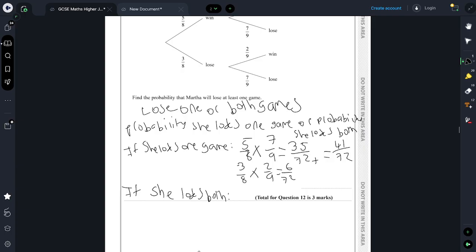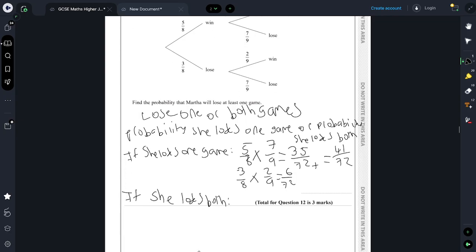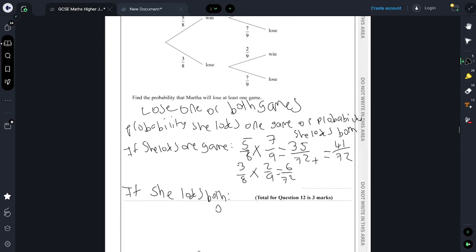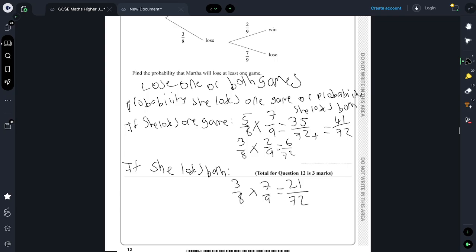Well, simply if she loses both, that's going to be lose and lose. So it's going to be 3/8 for losing the first one, and then the second one, so 3/8 times 7/9. 3 times 7 is going to be 21 all over 72. That's it. So that's only one way she could lose both. So, therefore, the probability she loses at least one game.